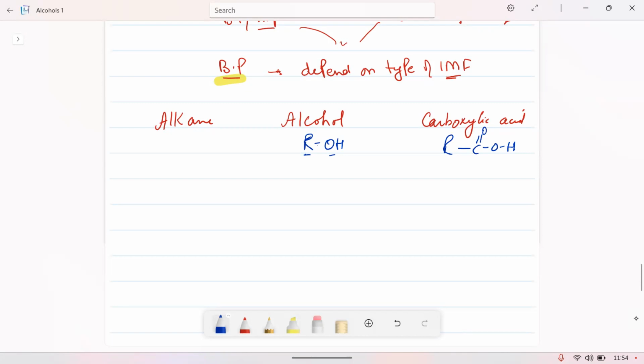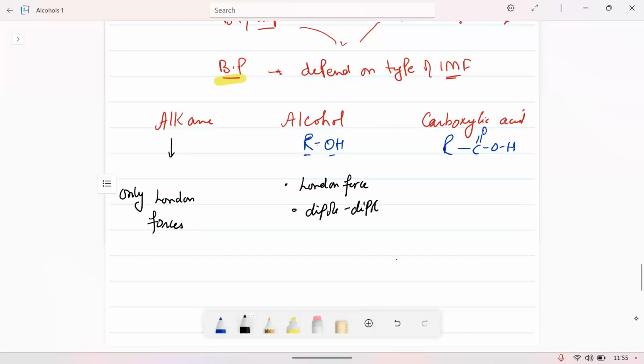we need to know, or in your exam, you need to talk in terms of the type of intermolecular force. Now, alkanes have only London forces. We have talked about this in the chapter for intermolecular forces. This is only London forces. Here, you have the London force, you have the dipole-dipole interaction, that is a permanent dipole, and you also have the hydrogen bond.